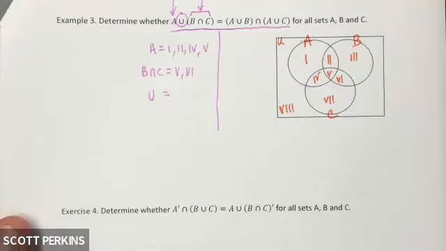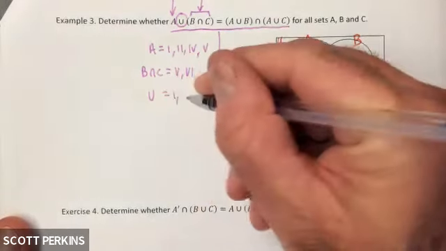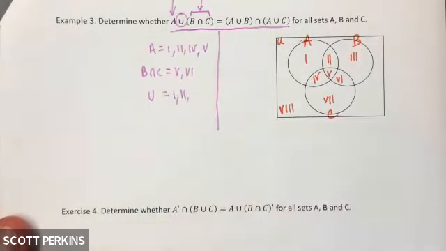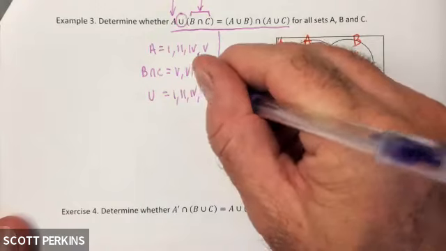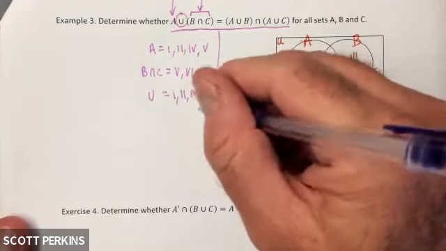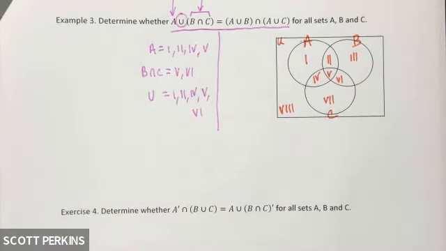So the union means you take everything that you see. So everything that I see here is I've got region 1 listed, I've got region 2 listed, I've got region 4 listed, 5 is listed twice, but remember, we only have to list things once in the union, and then I've got 6. So I'm going to put 6 right here. So I've got 1, 2, 4, 5, 6.